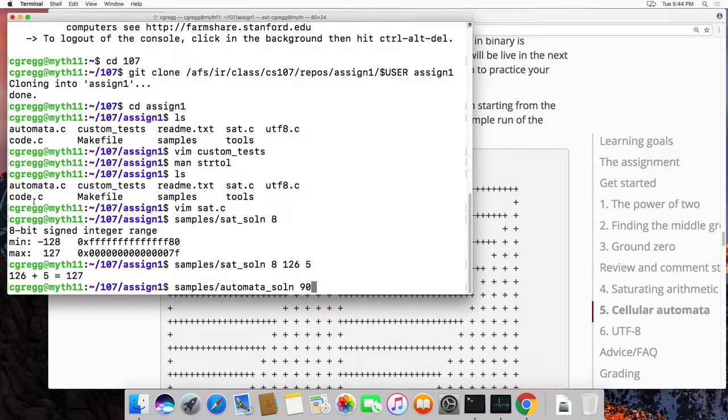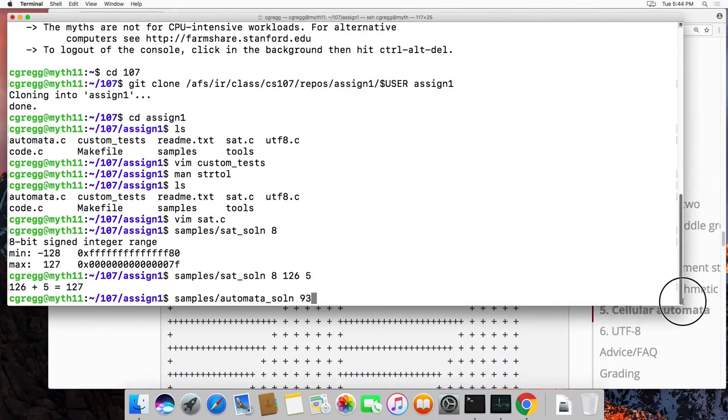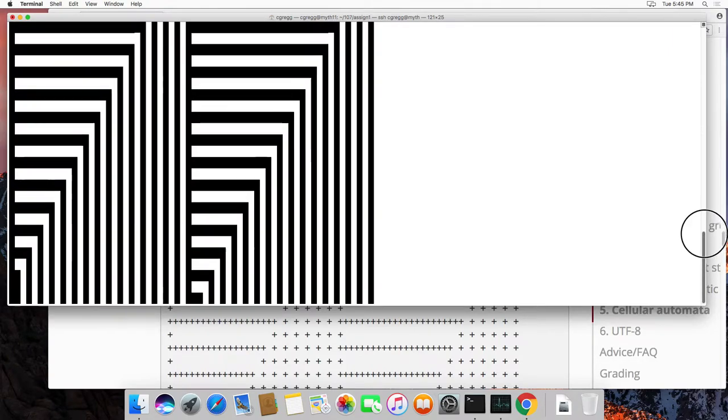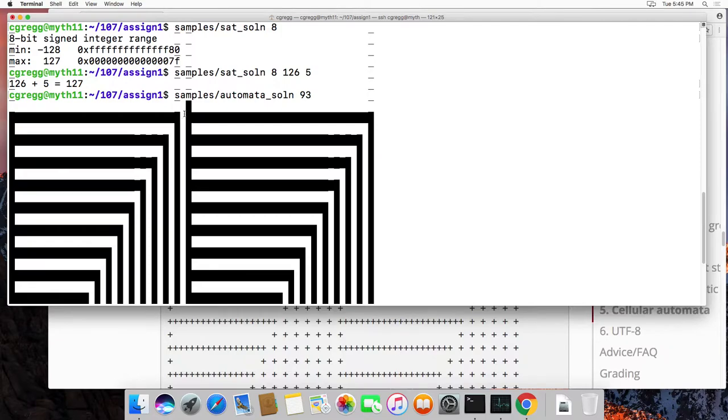93, hang on a sec. There we go, 93. And I'm going to make this bigger so that it comes out right here. Let's see if we can do that. There we go. Now you'll notice this is not pluses. This is actually little boxes, so it looks a little different than the samples on the web page.